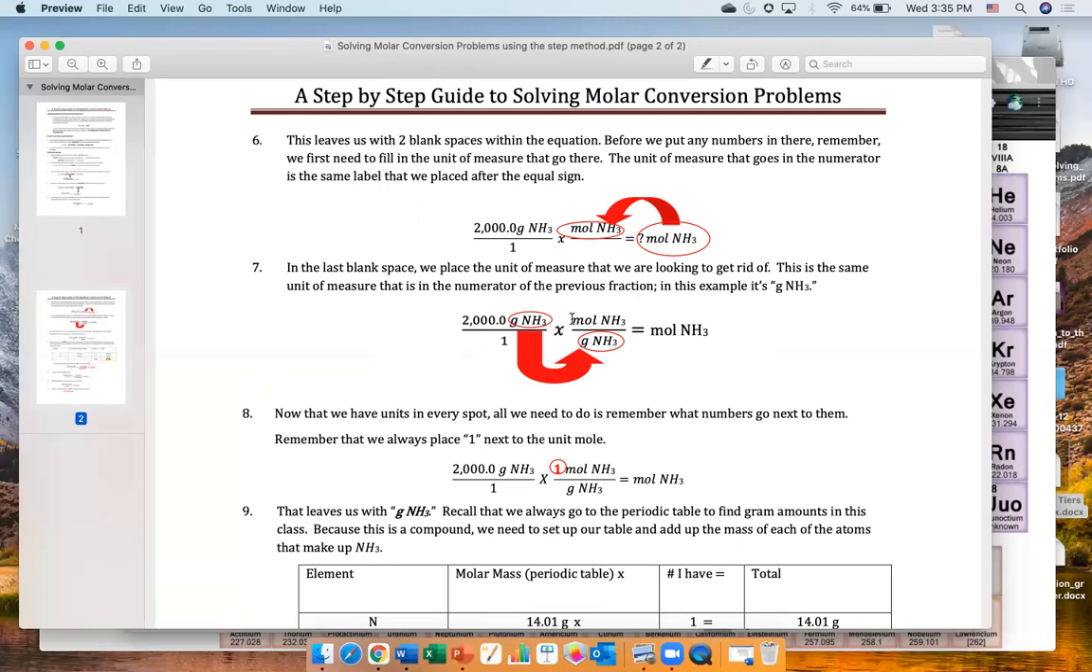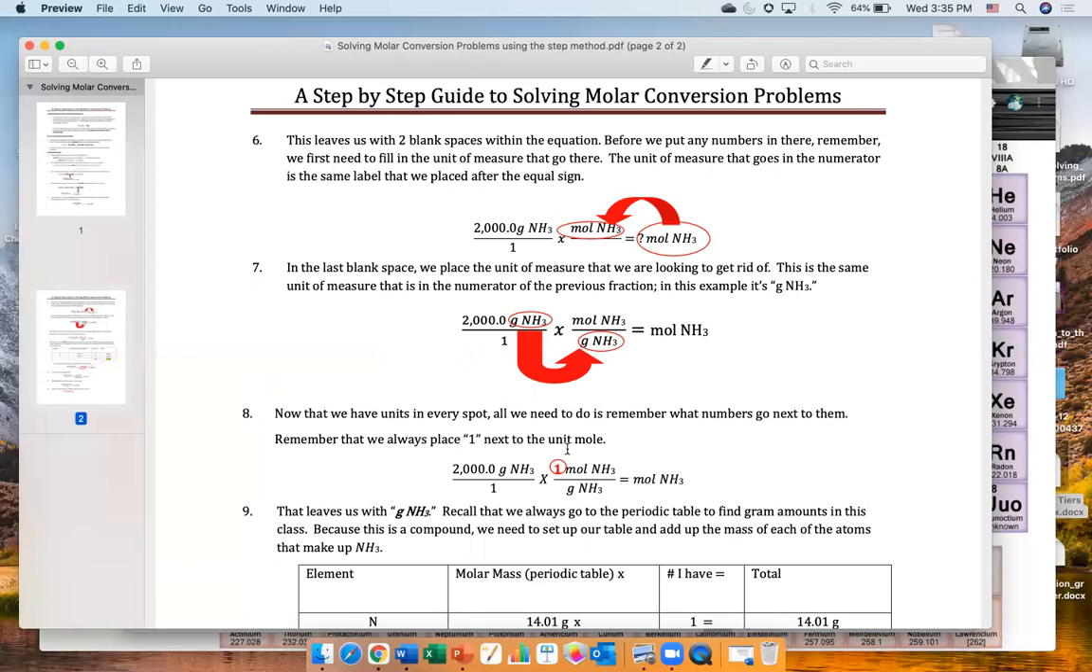The only thing I now need to know is what numbers go by these units. So again, if you didn't have these units here, you wouldn't have any clue where to find the numbers from. So let's see where we get the numbers from for these. Now we have units in every spot. All we need to do is remember what numbers go next to them.